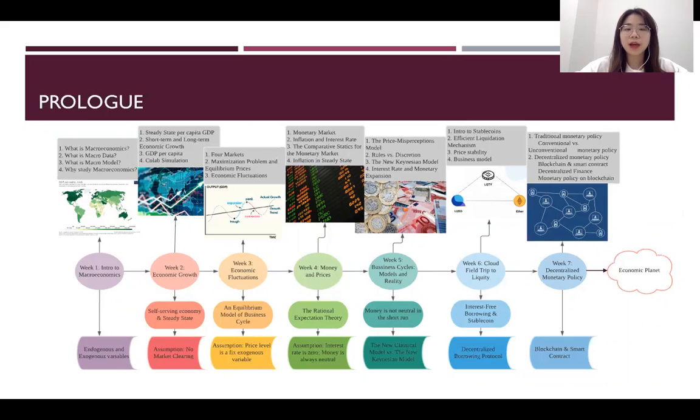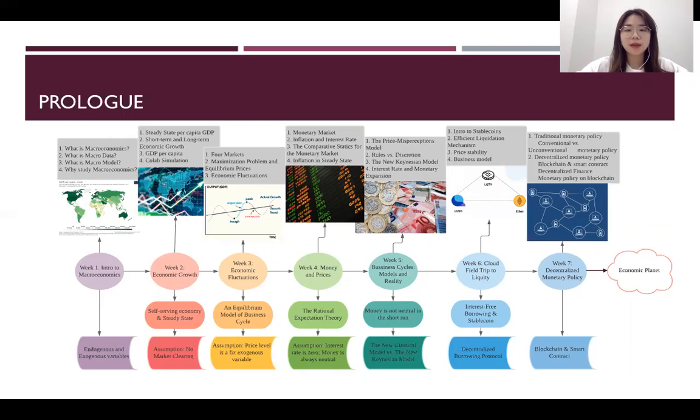And in week 3, we explore why there is economic fluctuation by using an equilibrium model of business circle, with assumption of fixed price level. In week 4, we discover the rational expectation theory and assume money is always neutral. In week 5, we find the limitation of the theory we've discovered in the last week, that money is not always neutral in the short run, and we make a comparison between the new classical model and new Keynes model.